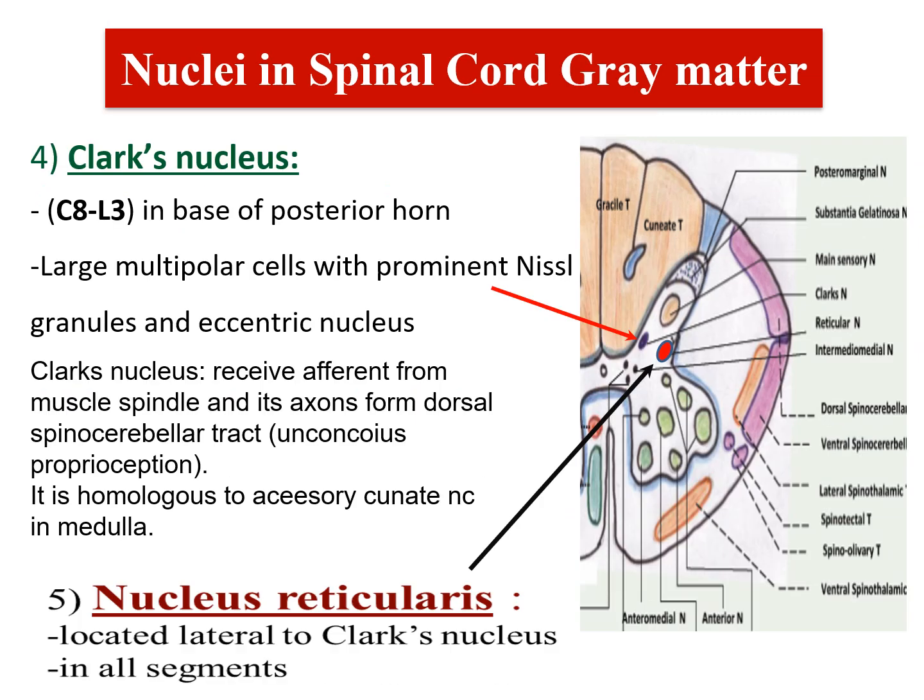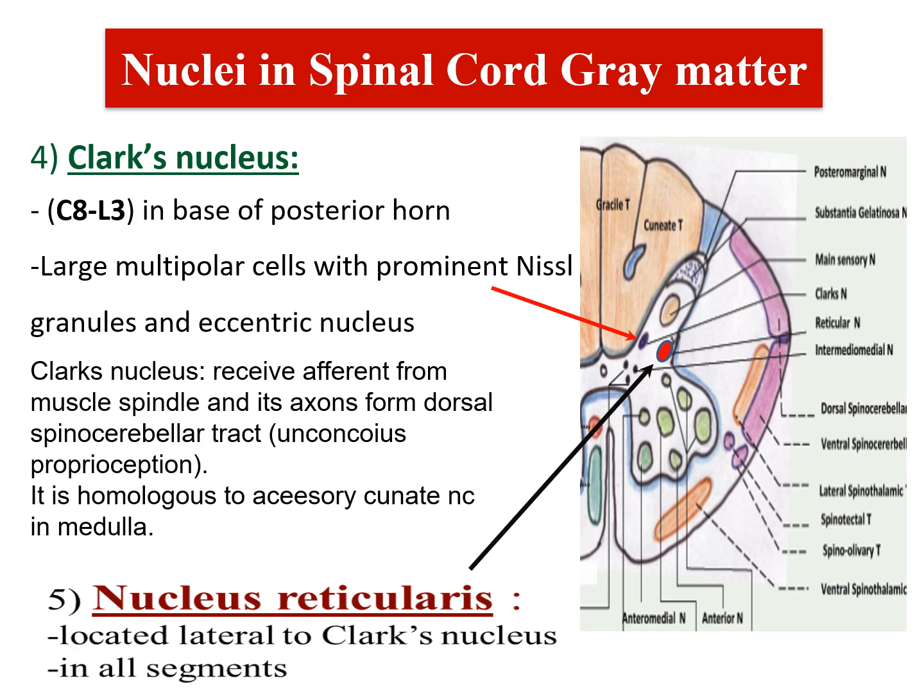Continuing with the nuclei in the spinal cord, the fourth one is called Clark's nucleus, labeled by the red arrow here. It extends only from C8 to L3. So again, Clark's nucleus extends from the 8th cervical segment to the 3rd lumbar segment. It is present in the base of the posterior horn.